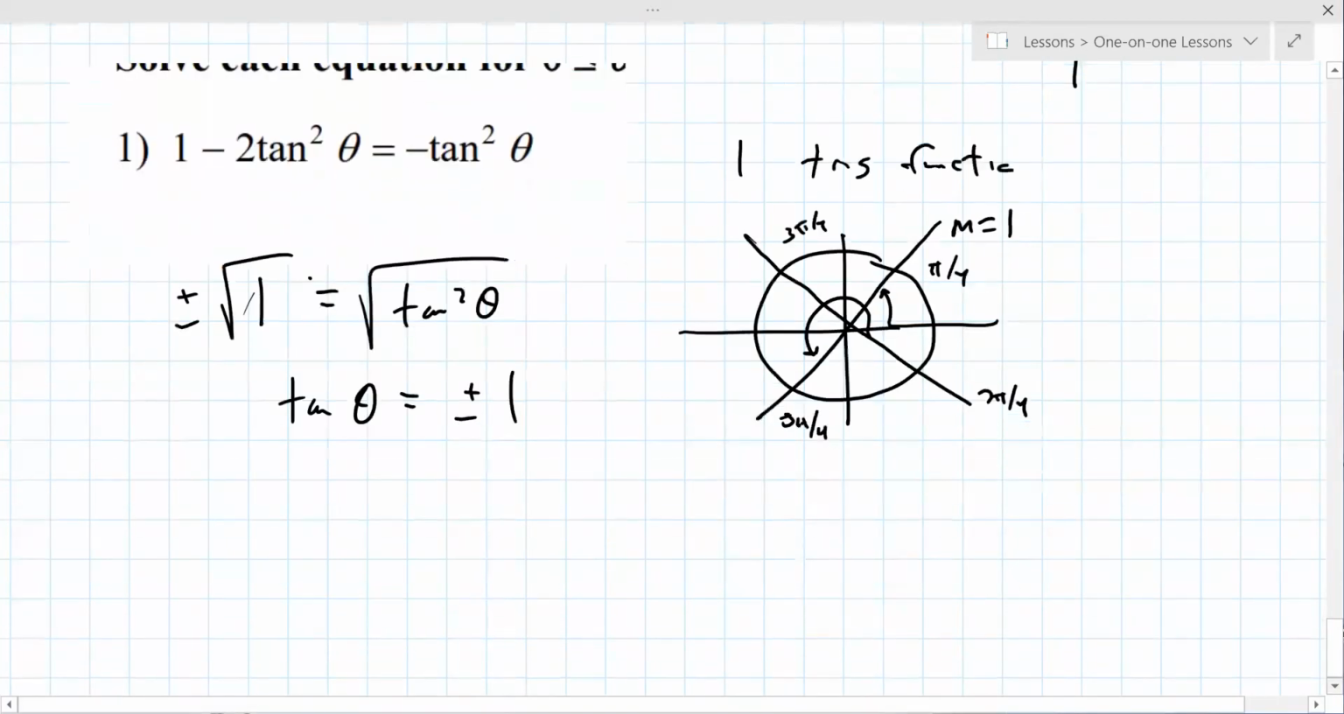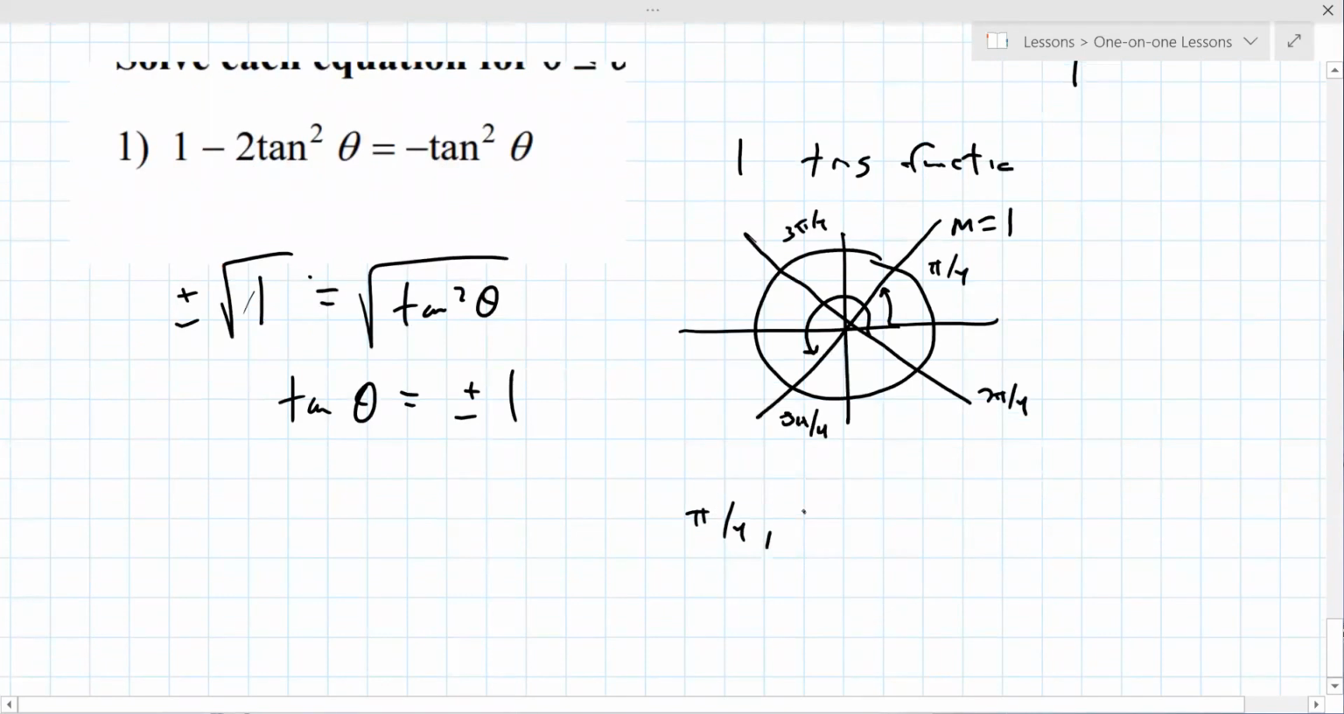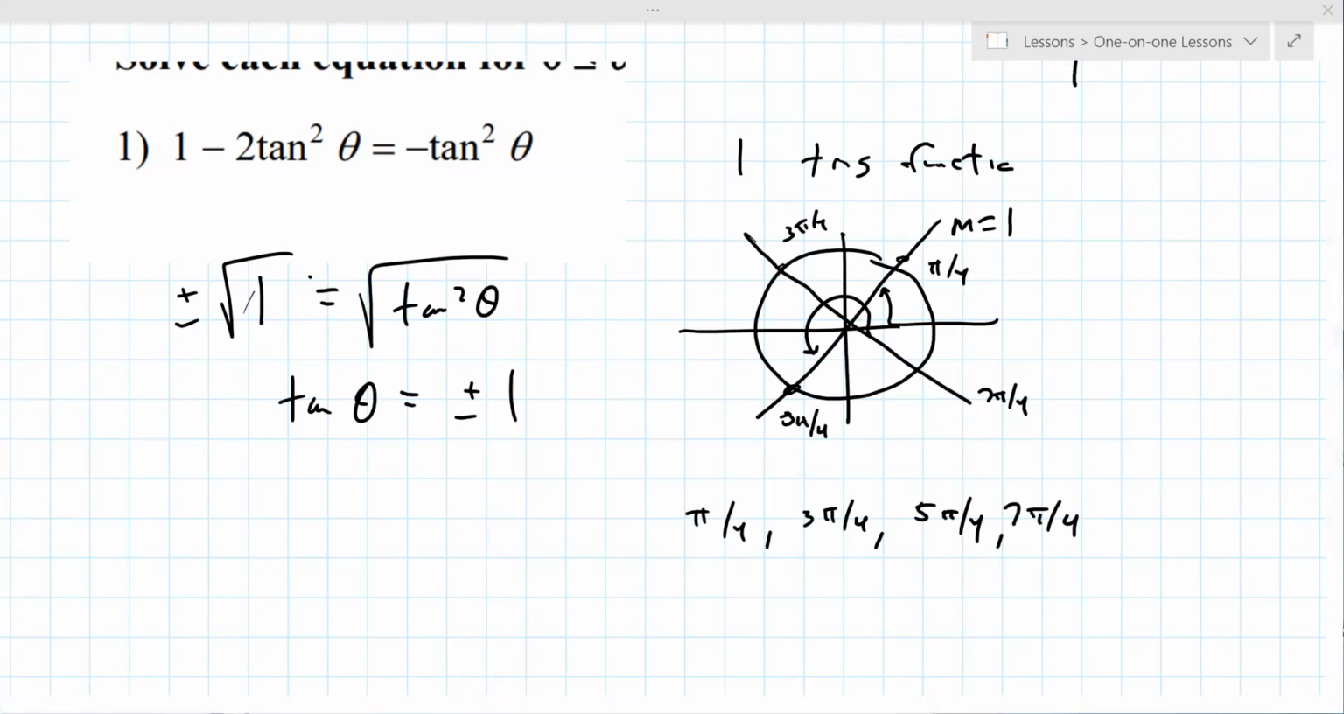Oh, and this time I guess we do have to make a list. So it's pi over 4, comma 3 pi over 4, comma 5 pi over 4, comma 7 pi over 4. Why did we include the 5 pi over 4 and 7 pi over 4 again? Well, you have to list all of them, because it hits the circle at 2 places. I should do these in a different order, but maybe they're okay. That doesn't matter to me.